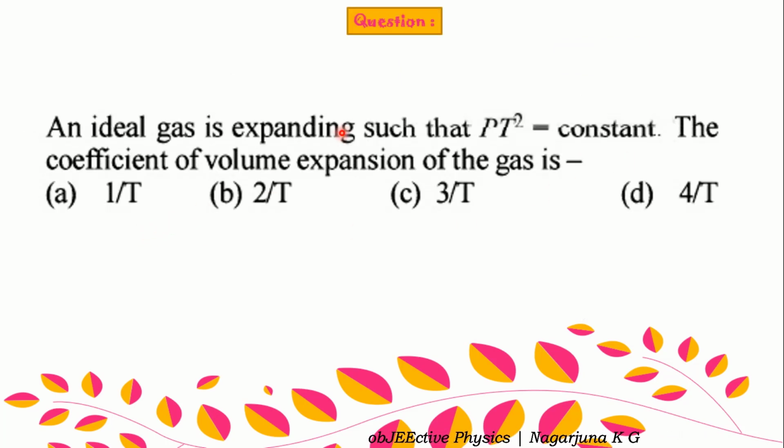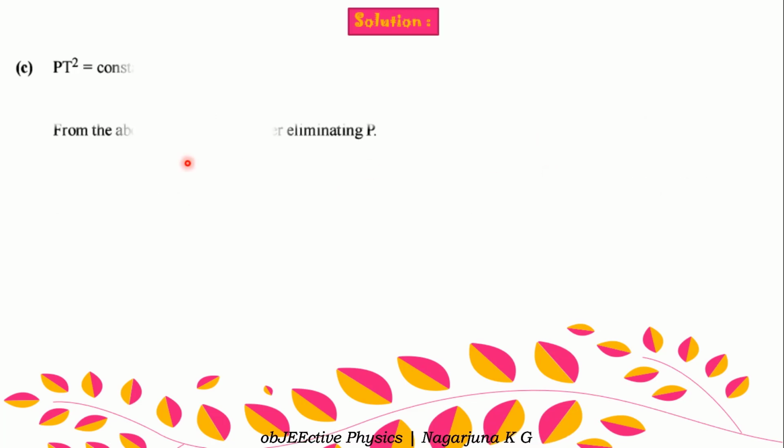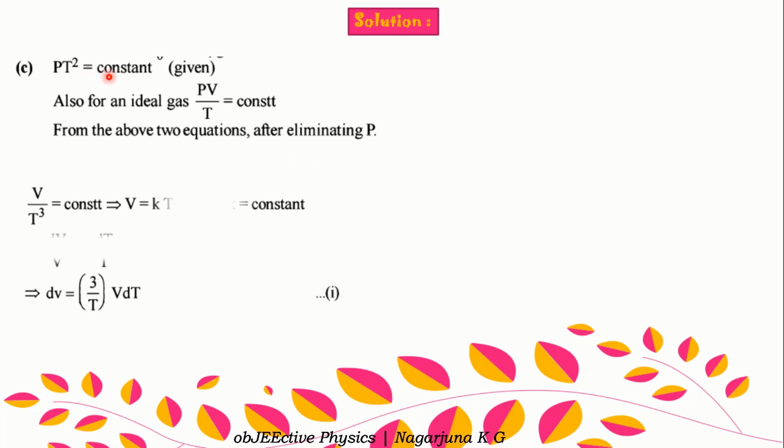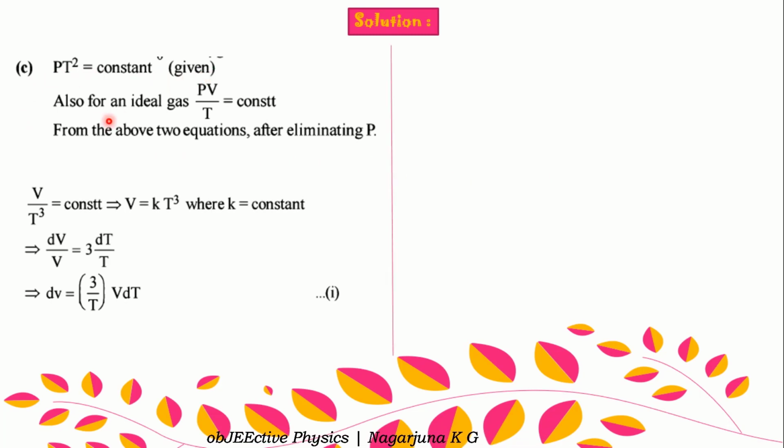An ideal gas is expanding such that Pt square is equal to constant. The coefficient of volume expansion of the gas is, observe the solution. Pt square is equal to constant, that is given in the question. But according to the ideal gas equation, PV by T is equal to constant. From the above two equations, after eliminating P, we will get V by T cube is equal to constant, or that implies V is equal to K into T cube, where K is the proportionality constant.